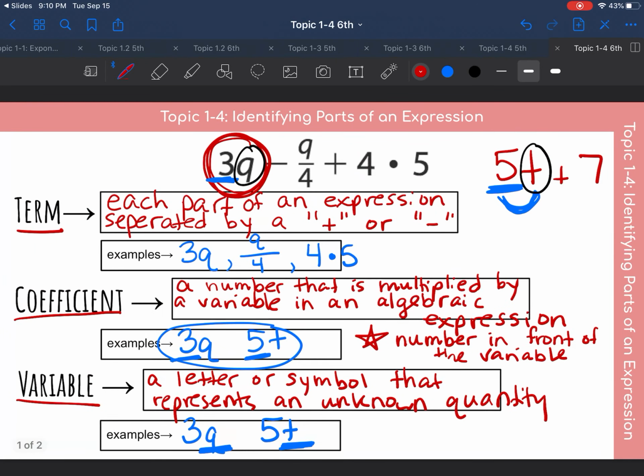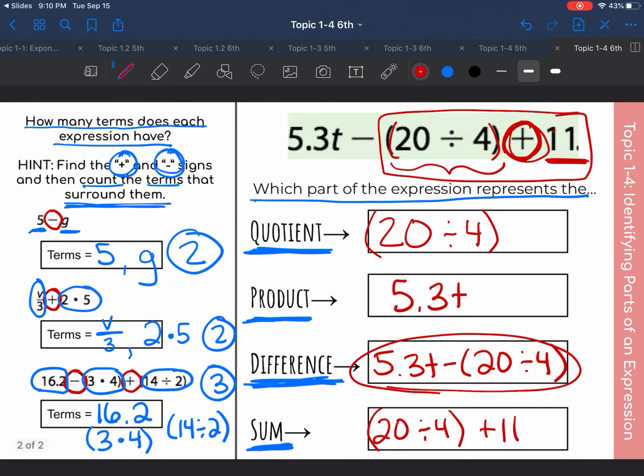All right? So today's topic really was just going over parts of an expression, and we went over a bunch of different vocabulary words like term, coefficient, and variable. And then we also reviewed some vocab words like quotient, product, difference, and sum. All right?